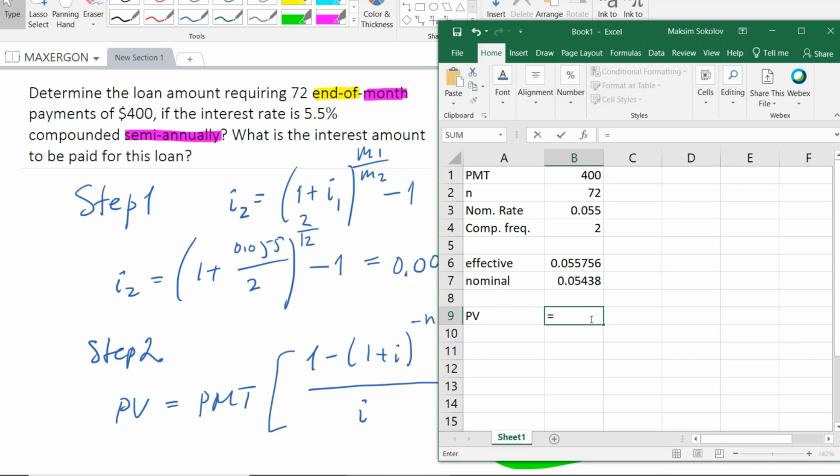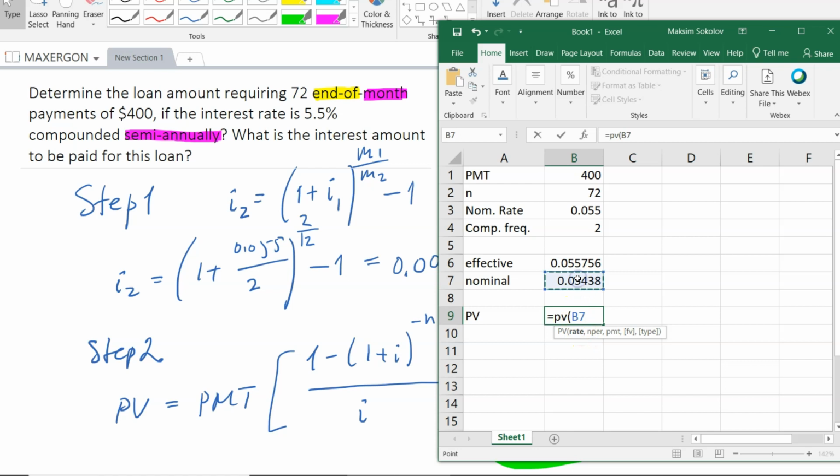Excel's functions for annuities are designed for simple annuities. Therefore, you always need to compute an equivalent rate and make annuities simple if you want to use Excel's functions. After we activate the function PV, first comes the rate, which is always the periodic rate in Excel.